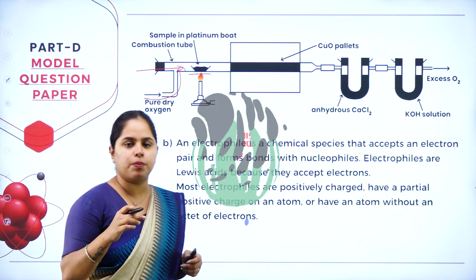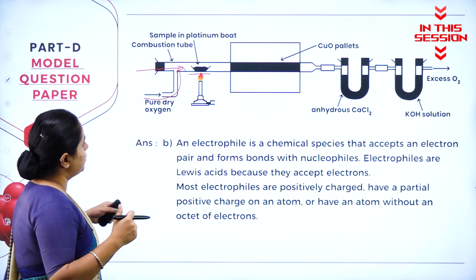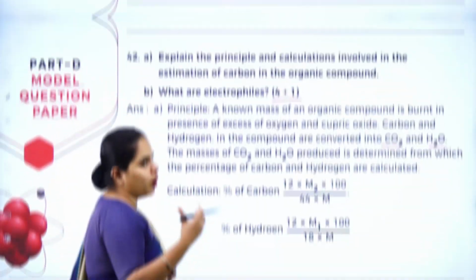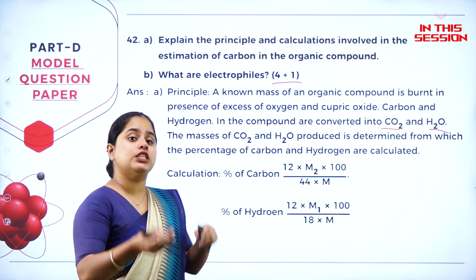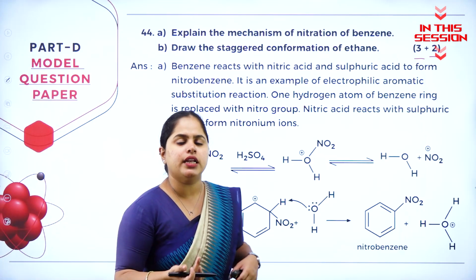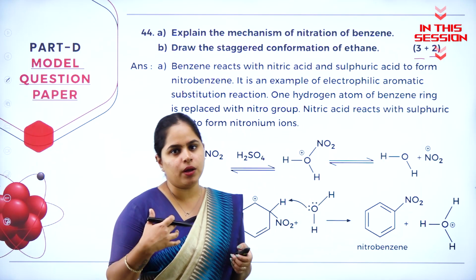Oxygen is continuously supplied, excess of oxygen is supplied, and heat is also provided. That means we are burning the organic compound. Once we get to know about the mass of carbon dioxide, we can calculate the percentage of carbon present in it. What does nitration of benzene mean? Yes, we are going to add NO2, nitro group, to a benzene ring.